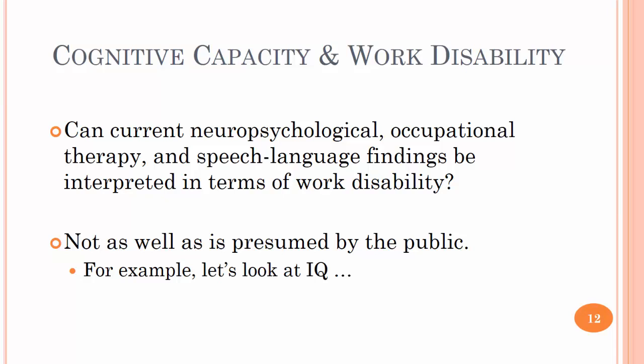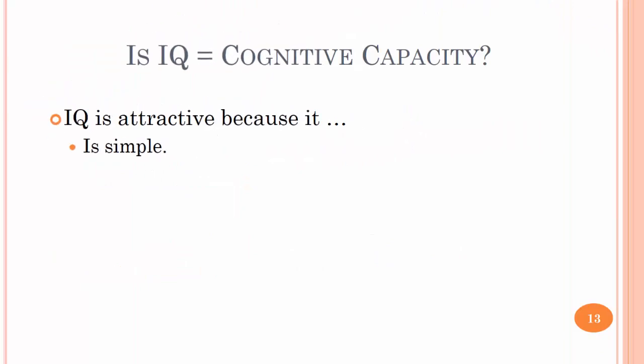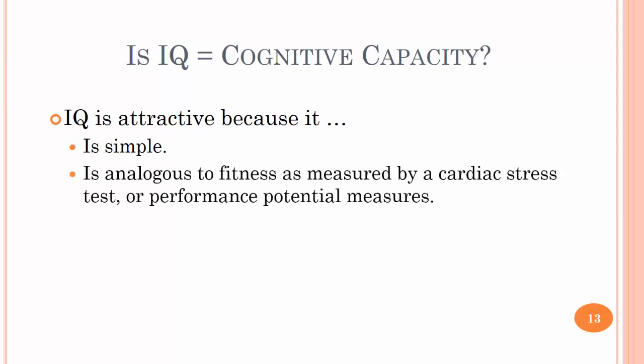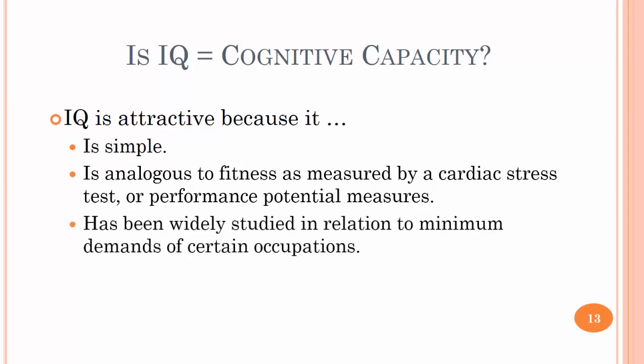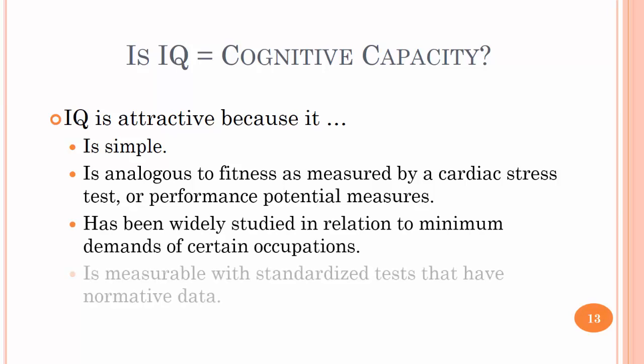For example, let's take a look at IQ, the intelligence quotient. Is IQ equal to cognitive capacity? Well, IQ is attractive because it is simple, is analogous to fitness as measured by a cardiac stress test or other performance potential measures. It's been widely studied in relationship to minimum demands of certain occupations, and it's measurable with standardized tests that have normative data.